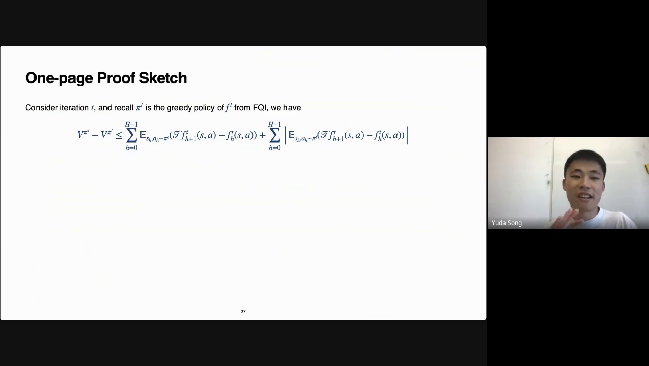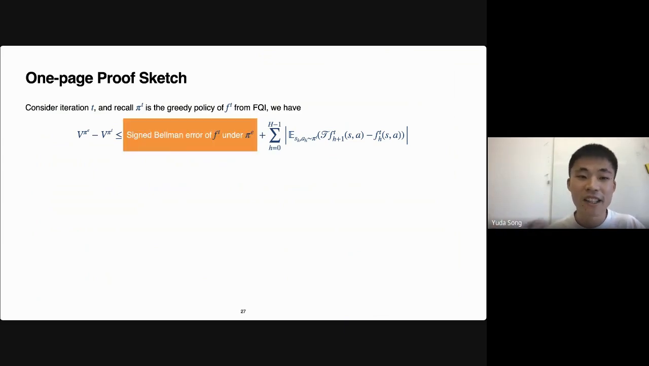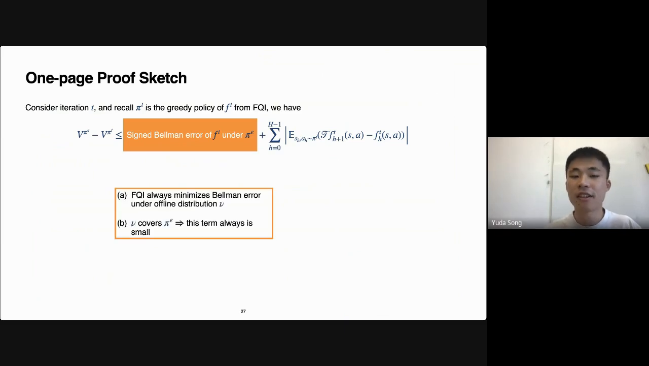And here's a one-page proof sketch. I promise it's going to be very fast. With a pretty standard decomposition, we can decompose the regret term into these two Bellman errors, and note that the first term does not have an absolute sign. That's why in the coverage term, we don't have the absolute sign in the numerator. The first part is basically the signed Bellman error of your current value function under the comparator policy. And this part is easy since you keep doing FQI over this fixed distribution. So if your offline data covers this comparator policy pi e, then this term should be small.